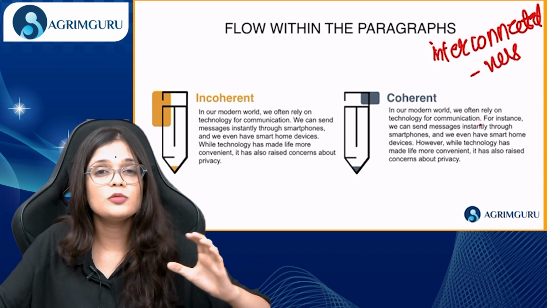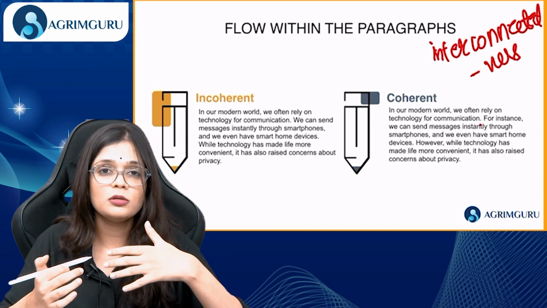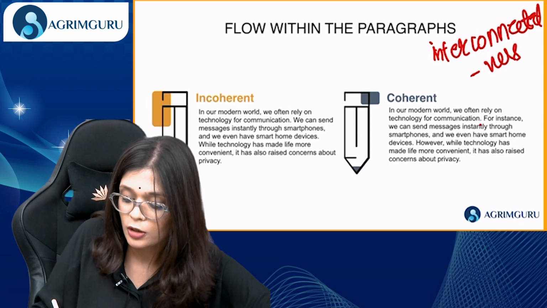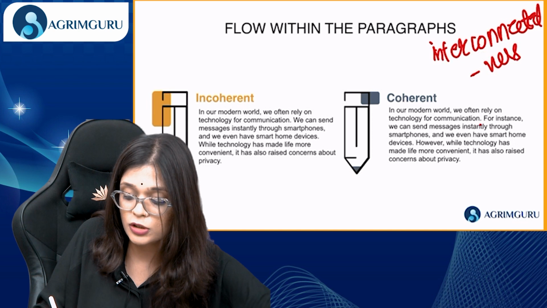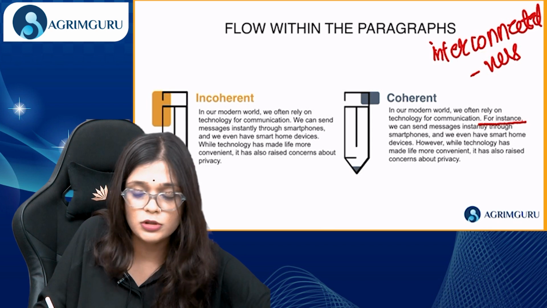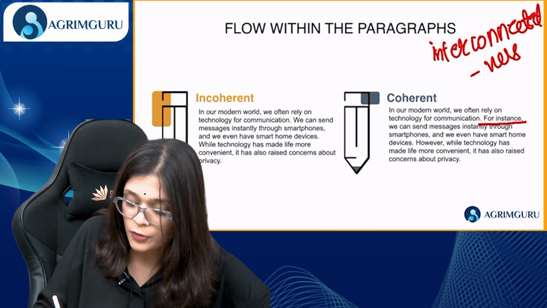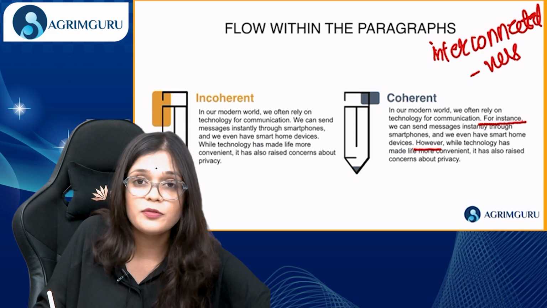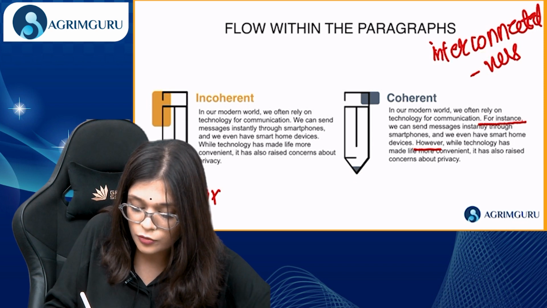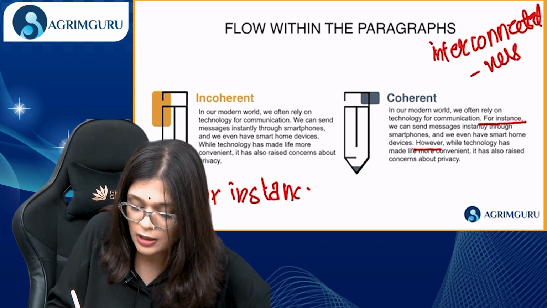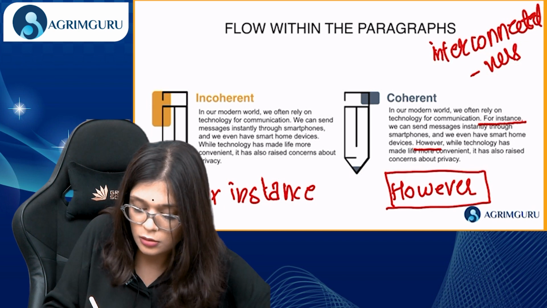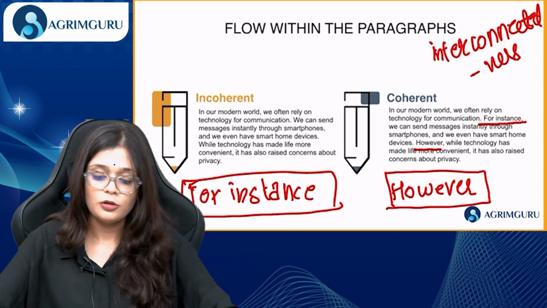To maintain the flow, for the reader to easily understand, to make the information related to each other, we'll use transitional expressions. Now let's see how. In our modern world, we often rely on technology for communication. For instance, we can send messages instantly through smartphones, and we even have smart home devices. However, while technology has made life more convenient, it has also raised concerns about privacy. So what we've done is, we've used "for instance" because we're giving an example, and "however" because we are giving a contrasting statement. So the flow is maintained.